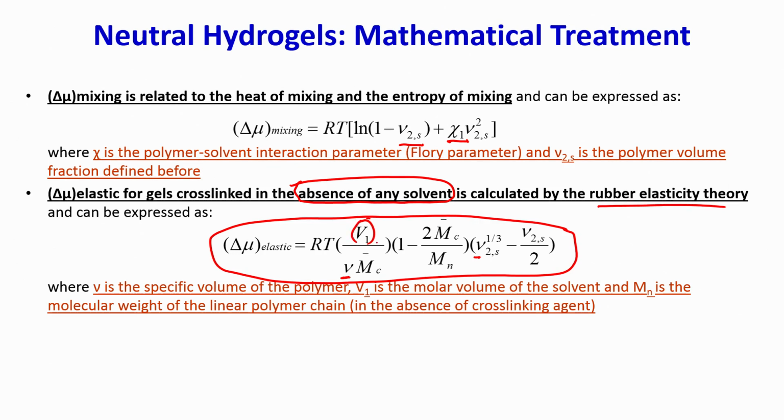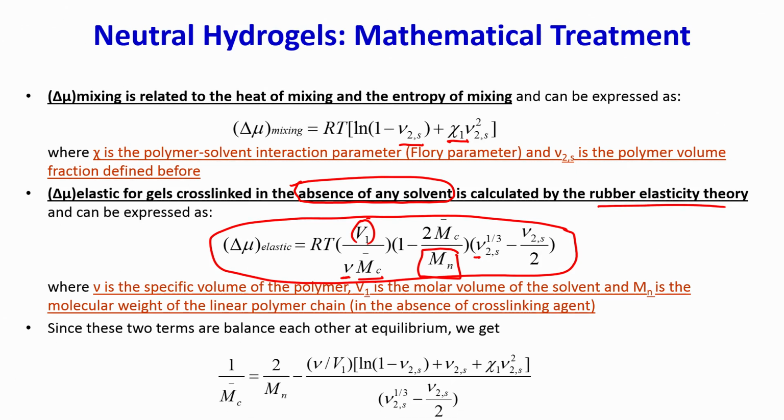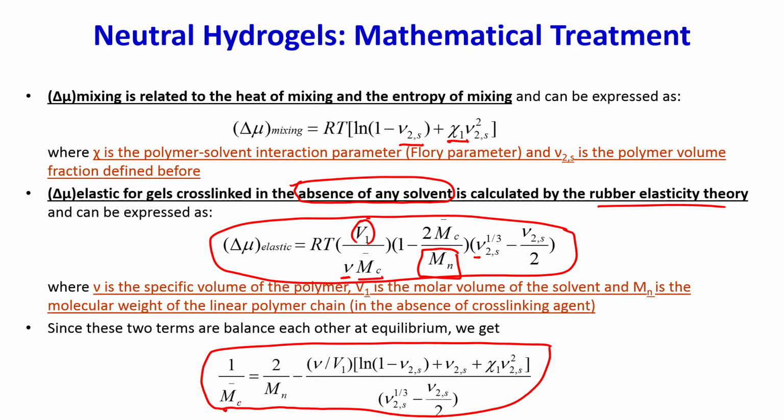Mn is the molecular weight of the linear polymer chain. So, this is essentially how big your chain is. So, of course, that is going to help with that. And what is Mc? Mc we have defined before is the distance between the cross links. Okay. So, essentially as we discussed in the last slide, they have to balance out each other. Since these two terms should balance at equilibrium, we can then equate and solve for Mc with other terms, and again Mc was the average length between the cross links.